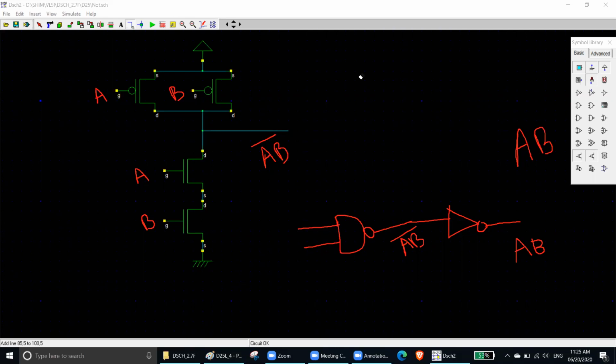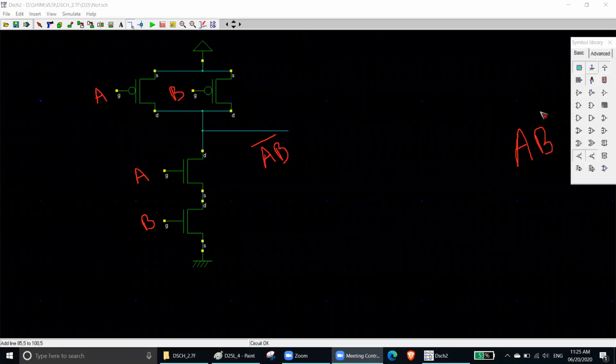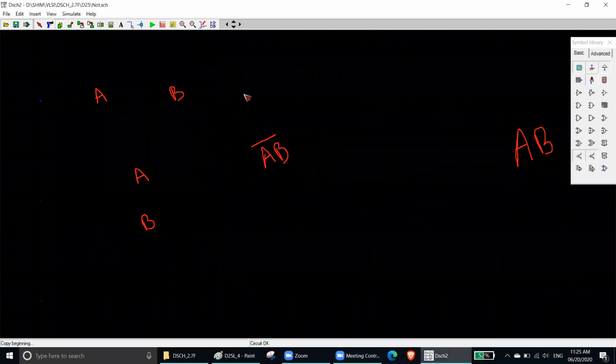So you have to connect one NOT gate at the end of your NAND gate. Otherwise, you will not get the AND gate. So let's try. Let's try. So we will take one.